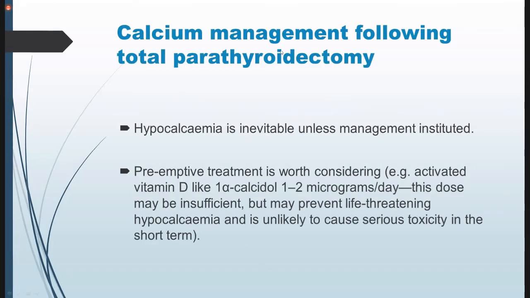Now, how would you manage calcium following total parathyroidectomy? Hypocalcemia is inevitable unless management is instituted. Preemptive treatment is worth considering, so activated vitamin D should be started at 1 to 2 micrograms per day. This dose may be insufficient but may prevent life-threatening hypocalcemia and is unlikely to cause serious toxicity in the short term. So once you have done the surgery, start the patient immediately on 1-alpha-calcidol, wait for the calcium levels to come from the lab, and then adjust the dose accordingly.